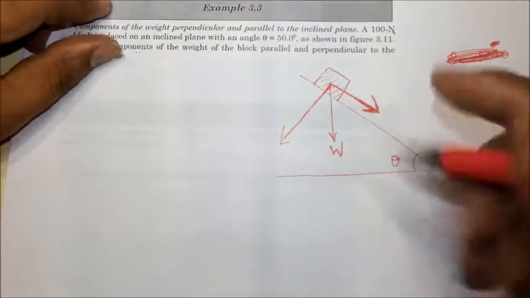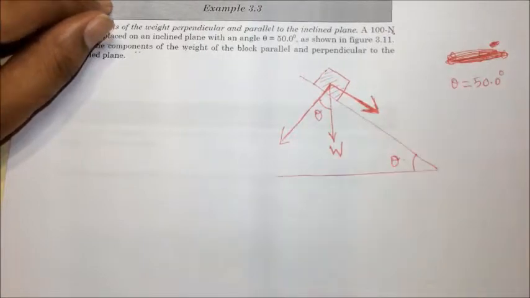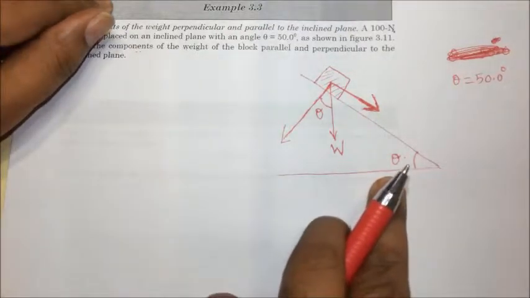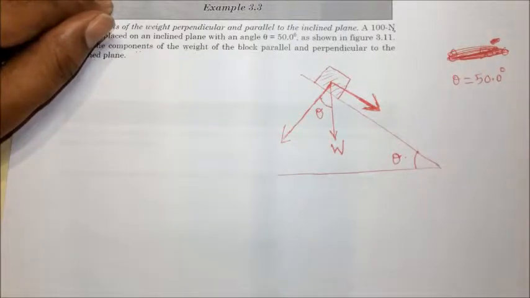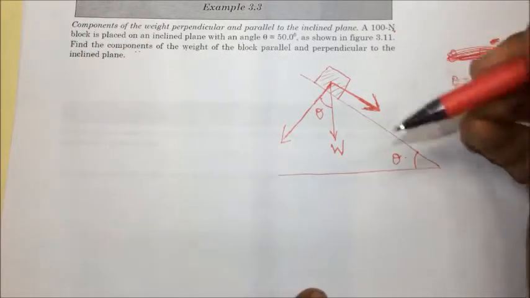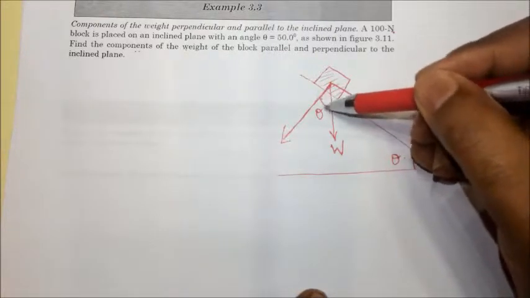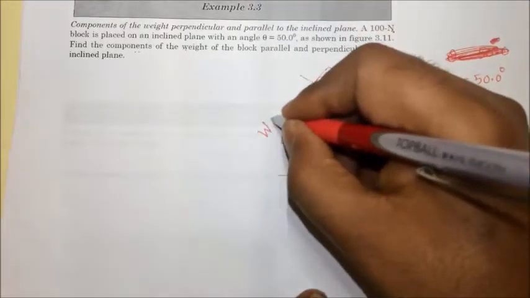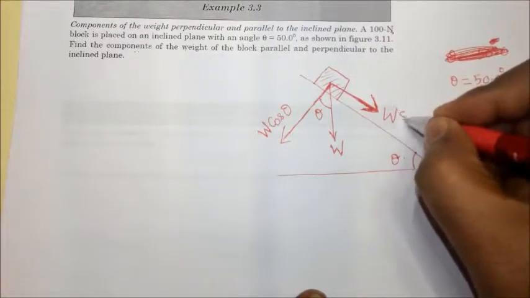One can easily prove that if this angle is theta, this is also going to be theta. You should always remember, if this angle is theta, this angle is also going to be theta. It's not difficult to prove that. So we have learned previously the leg that is directly connected to theta is going to be W cosine theta, and this one is going to be W sine theta.